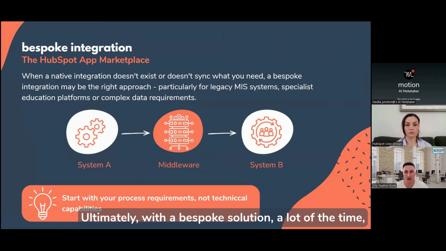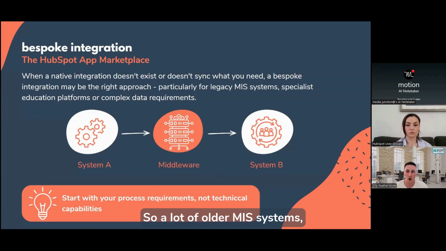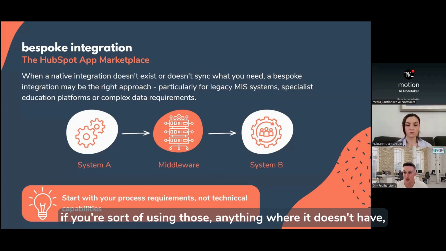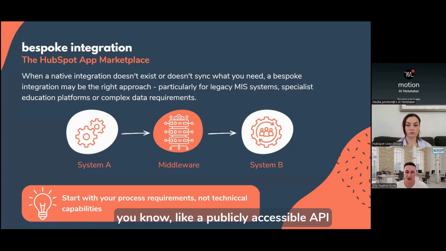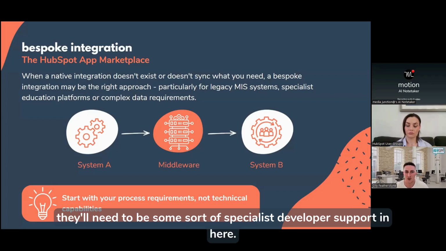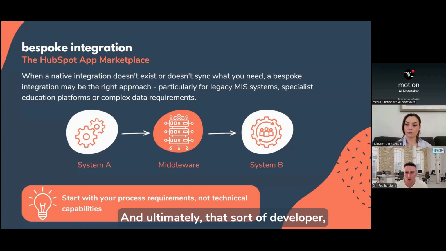Ultimately, with a bespoke solution, a lot of the time this will particularly be useful for legacy systems. So a lot of older MIS systems, anything where it doesn't have a publicly accessible API for tools that you can use as front end users, there'll need to be some sort of specialist developer support in here. And ultimately, that developer, as well as building that out for you, will be the middleware in our little graph here.